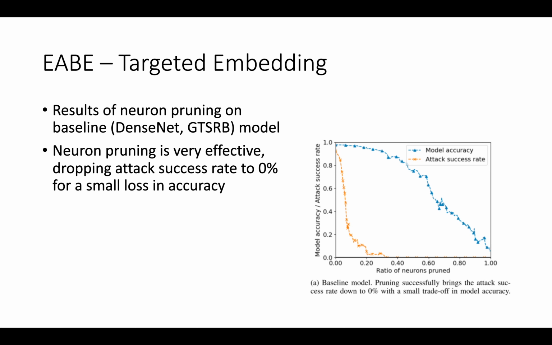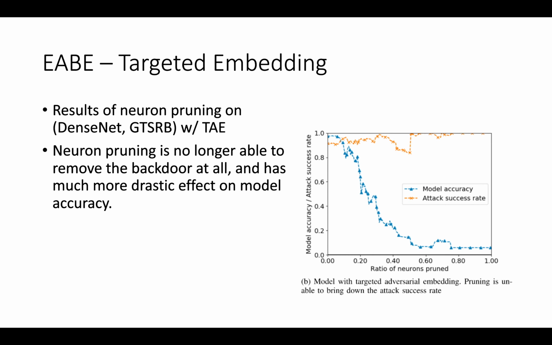Can we beat it with a targeted embedding attack? Yes, quite handily. So here's the results. Same model, same dataset, but now with targeted adversarial embedding. So neuron pruning is actually no longer able to remove the backdoor at all. And now there's a much more drastic effect on model accuracy. So this shows you that the neuron pruning defense isn't able to distinguish between neurons activated by backdoored inputs and by non-backdoored inputs. It's kind of removing at random and just harming the model accuracy.